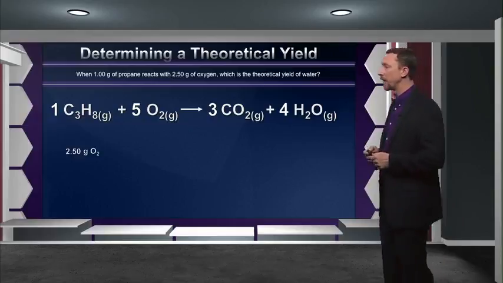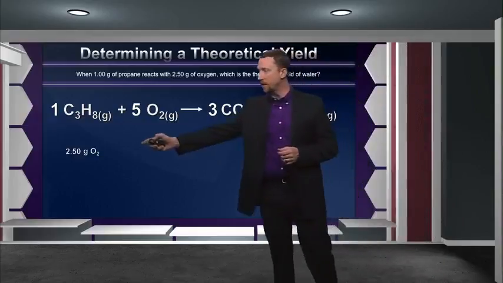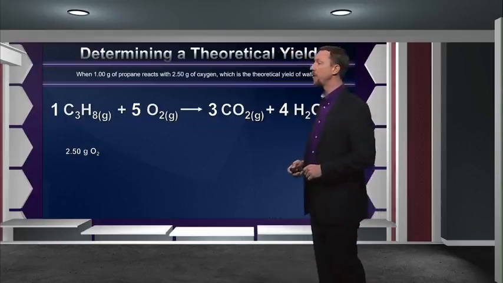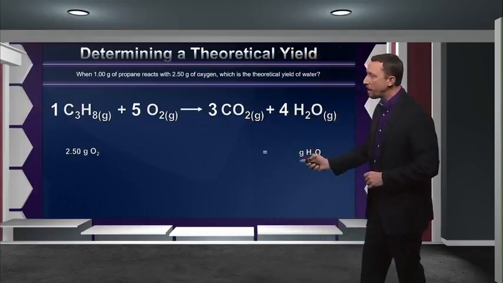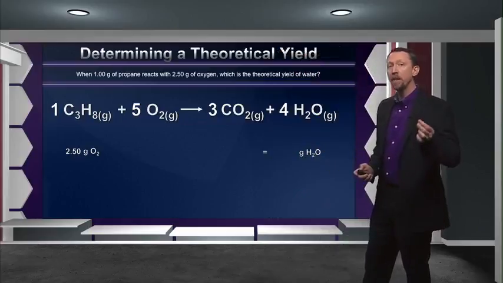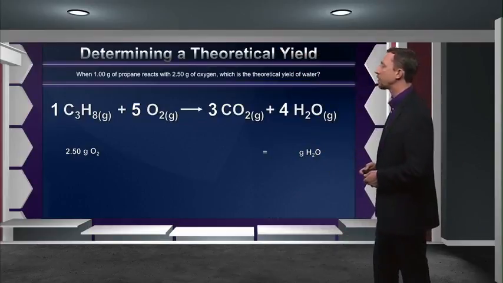So again, I'm going to begin with 2.5 grams of O2 because this was my limiting reactant. It's going to run out first and stop the reaction when it's consumed. The question I'm asking is, how many grams of water can we form from the reaction of 2.5 grams of oxygen?